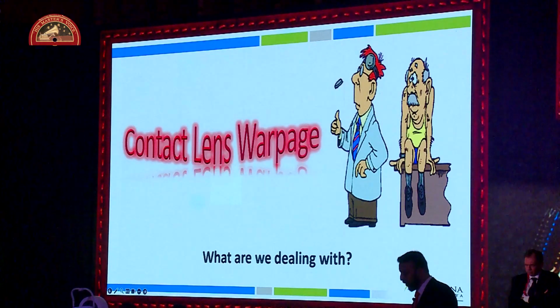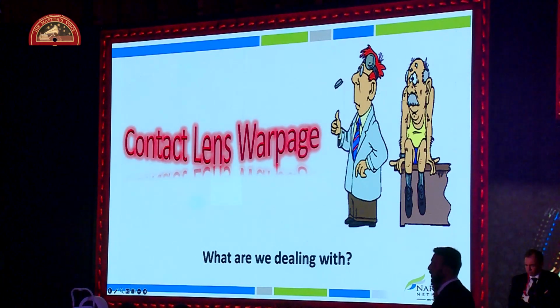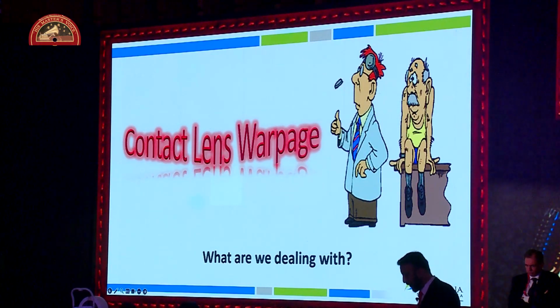What we are dealing with here is contact lens warpage. This patient is a contact lens wearer, I told you earlier, who has toric contact lenses because there's significant high cylindrical power, and that's the reason why you saw the changes occurring on the front surface of the cornea.